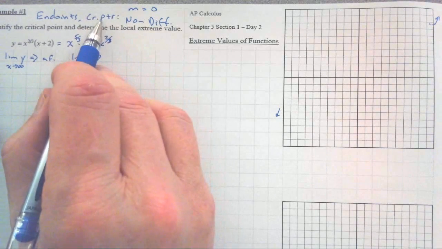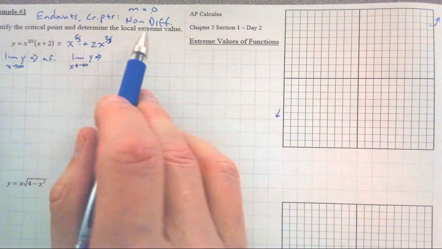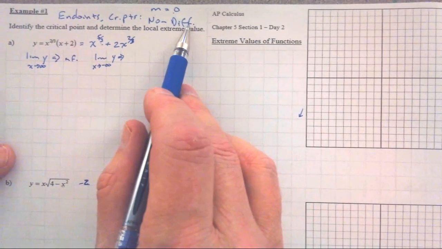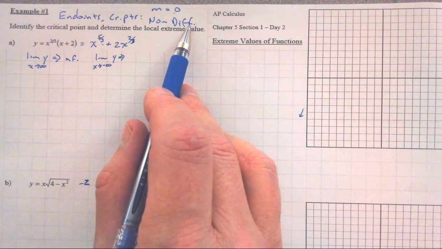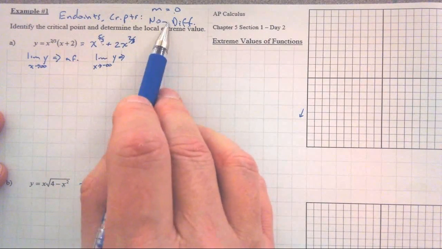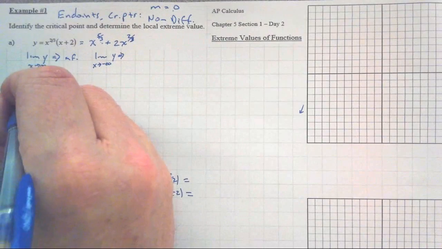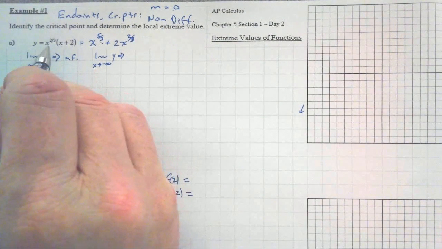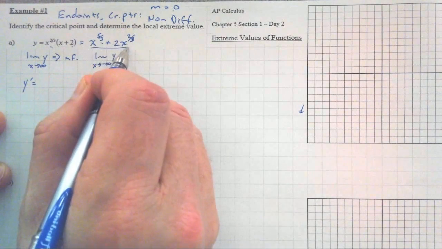So next, critical points occur when slope is 0 or points of non-differentiability. So guess what we're going to do for both cases? This is good news. 3 types of points to consider, but 2 of them come from the same test. We're going to find our derivative. So y prime is, I could product rule this, or I could find the derivative of this with power rule.